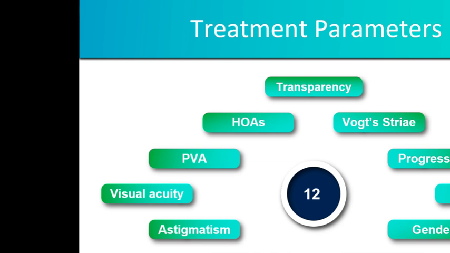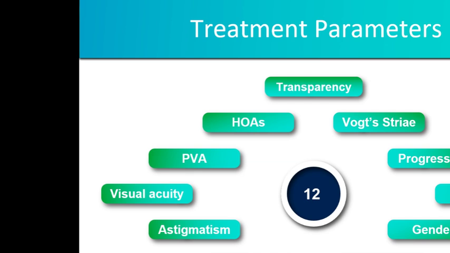Of course, transparency will affect your decision as well. If the cornea is not transparent and has a scar, what to do? Can I implant a ring? Can I go for cross-linking or topography-guided treatment? Of course not. Vogt's striae means very advanced keratoconus, so usually you don't go for intracorneal rings. Not necessarily, but yes, most probably. Progression, if it is progressive, then we have to consider cross-linking. Age, as I said before, gender, thickness.